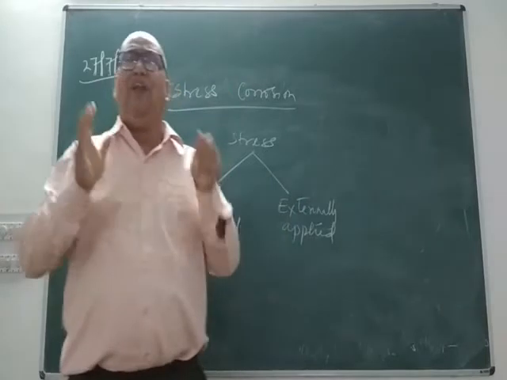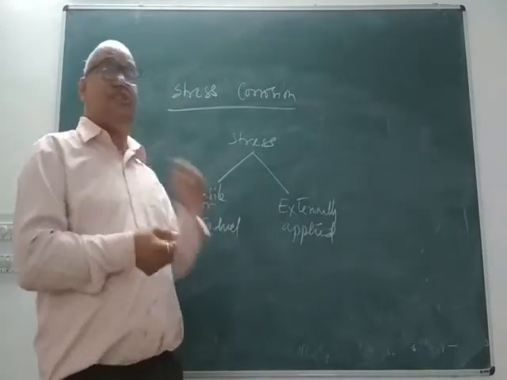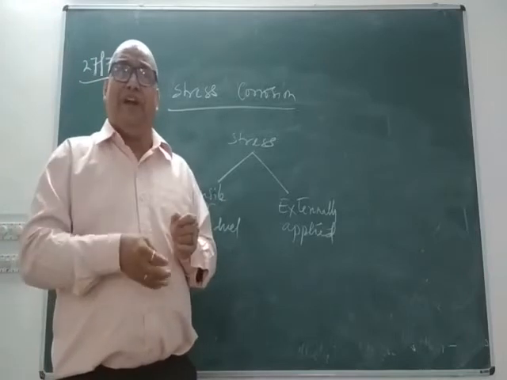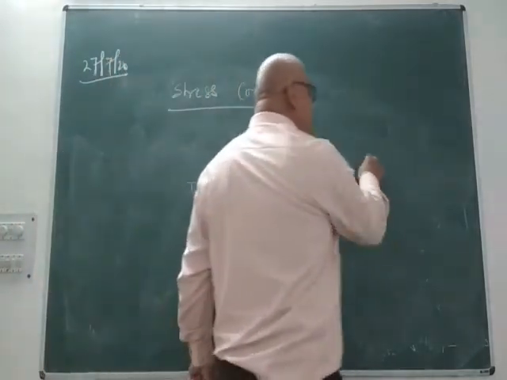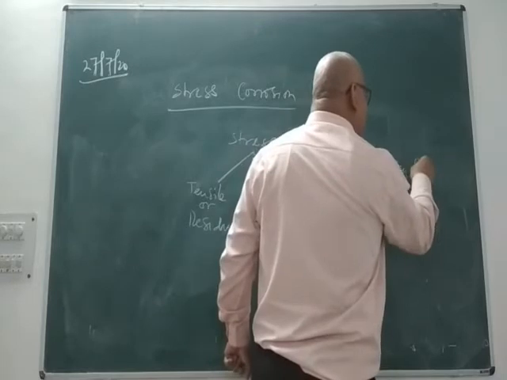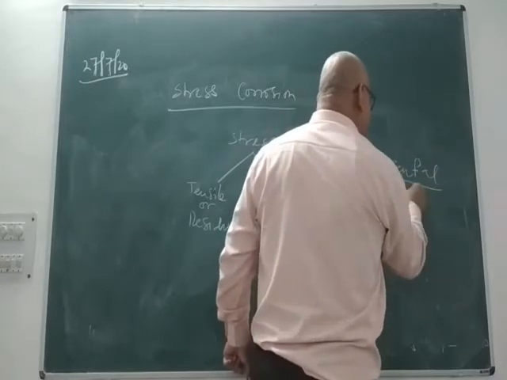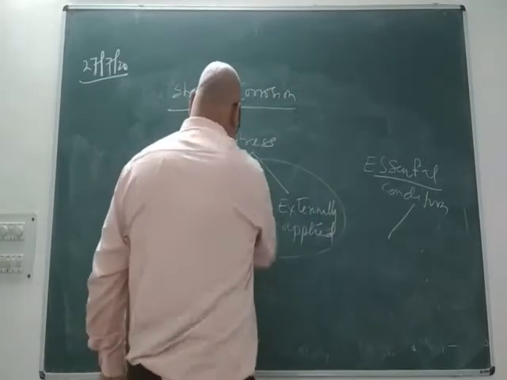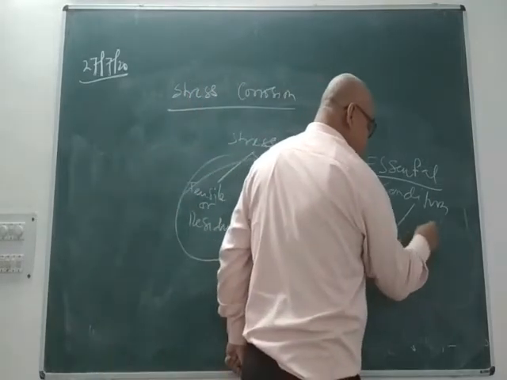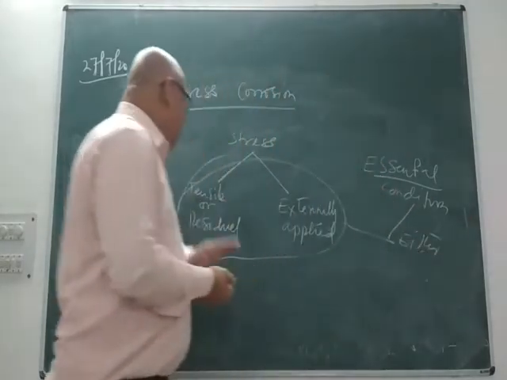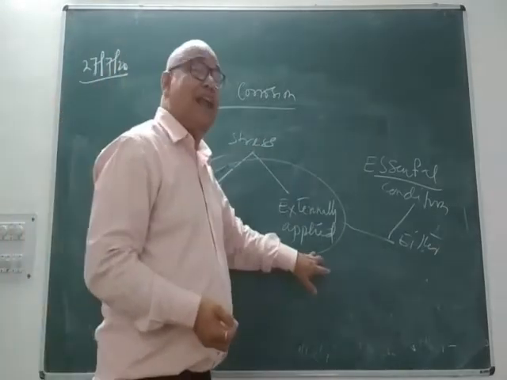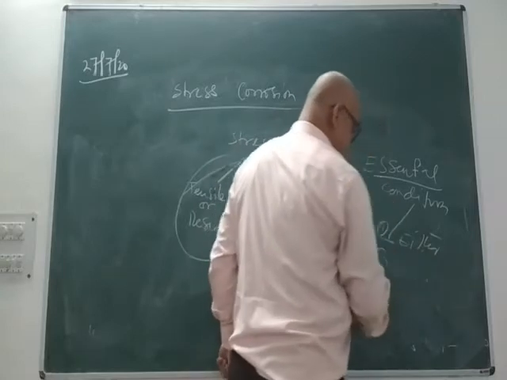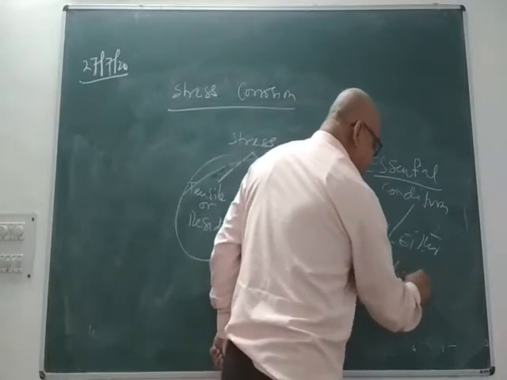Therefore, if any metal or metallic structure has this kind of stress, under suitable condition, let me tell you the essential conditions for stress corrosion. You must have either tensile stress or externally applied stress, and a corrosive environment.